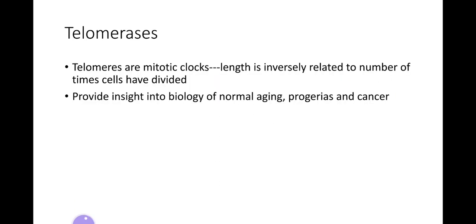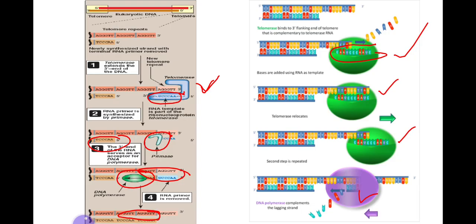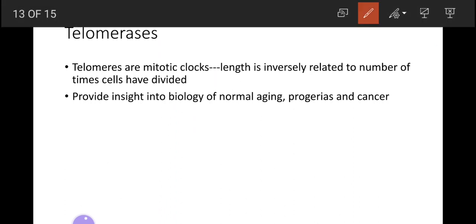Telomeres are the mitotic clocks. Length is inversely related to the number of times the cells have been divided. So we can predict how old a person is. There is active research regarding the telomeric ends to predict how many years a person will live. So it provides insight into the biology of normal aging. Progeria is a disease of premature aging in which the child ages fast, and the cancers.